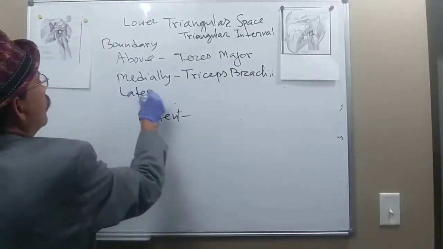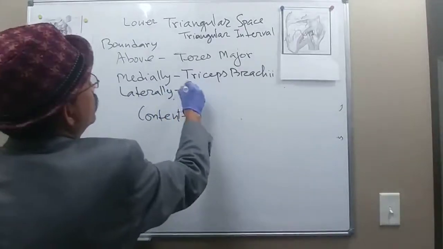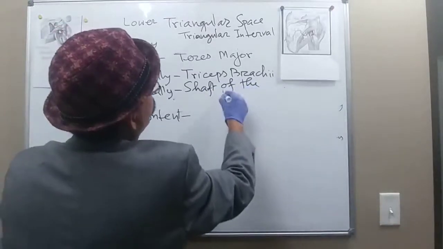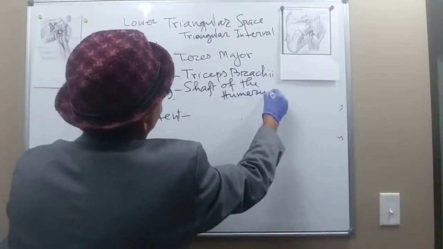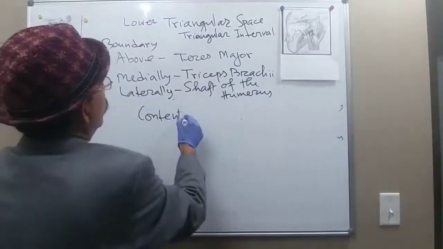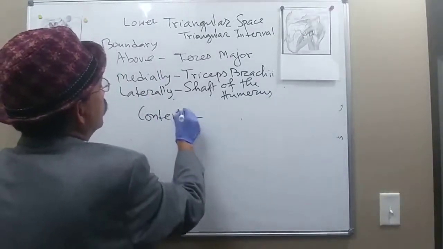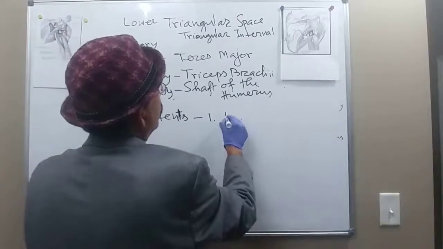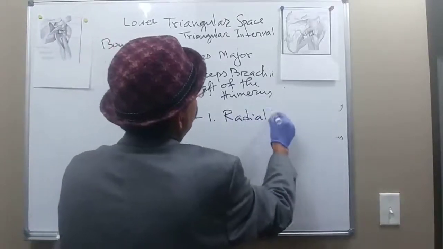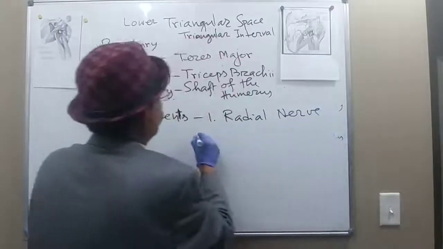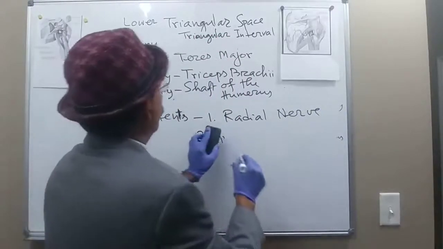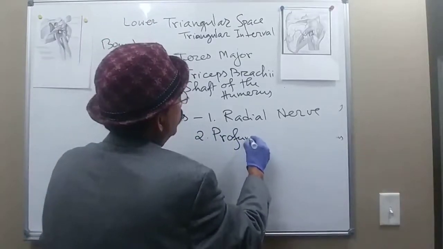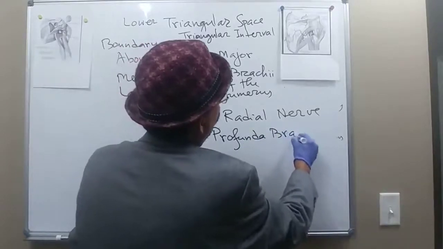Laterally, what is the boundary? Bounded by the shaft of the humerus. What are the contents? Okay, here we get important content. Here we have two important content. One is the radial nerve. Another one is the profunda brachii artery.